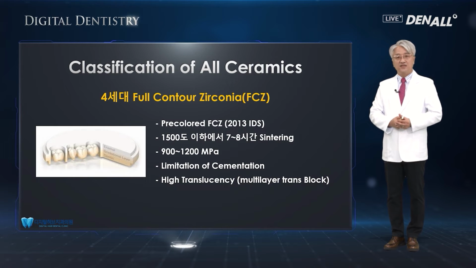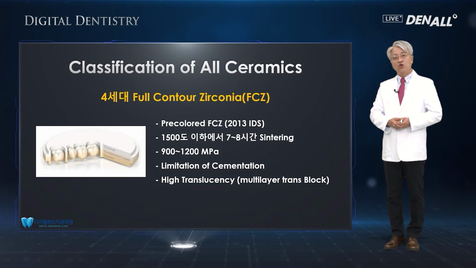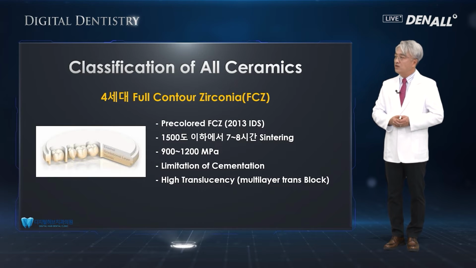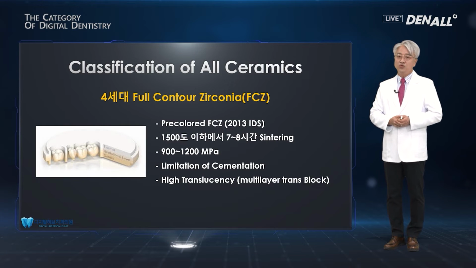So then we come to the fourth generation, which we now use a lot. This is full contour zirconia. These days, color has also been improved, so you can even use it on the interior side. And this zirconia requires about 7 to 8 hours or up to 20 hours of sintering at 1500 degrees. With crystallization, strength and color improved, and the strength is about 900 to 1200 megapascal. So even on the posterior side in the bridge, it can stay strong.